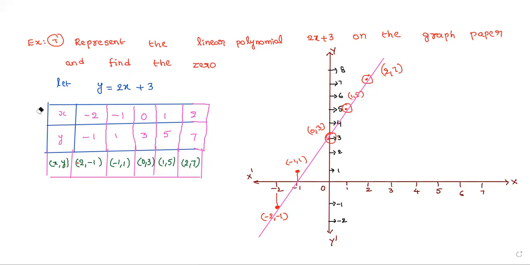So this is called y equal to 2x plus 3, which represents a straight line.